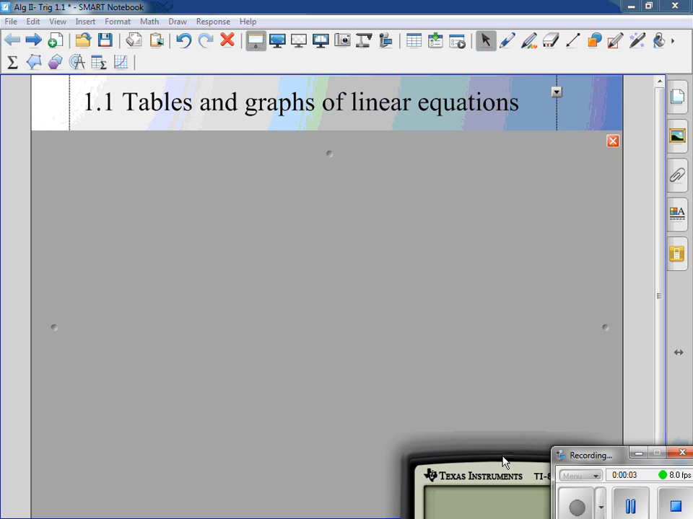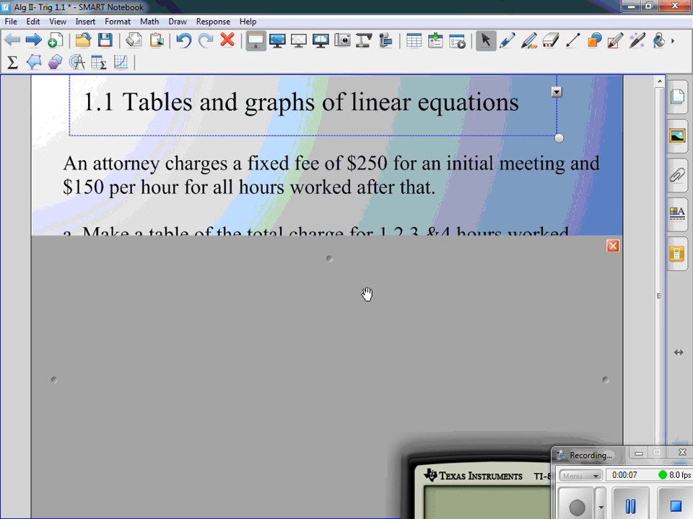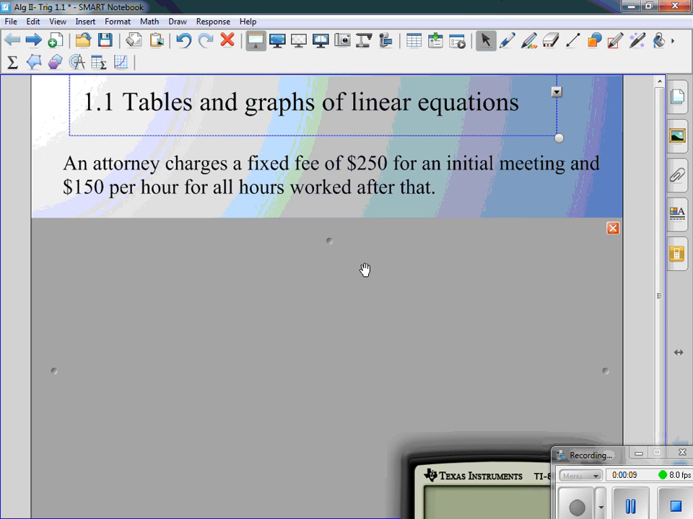1.1, tables and graphs of linear equations. An attorney charges a fixed fee of $250 for an initial meeting and $150 for all hours worked after that.